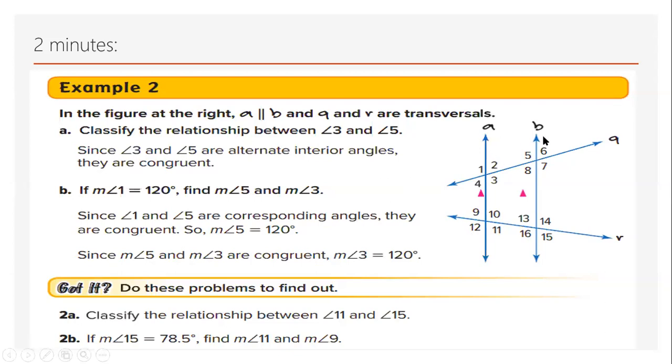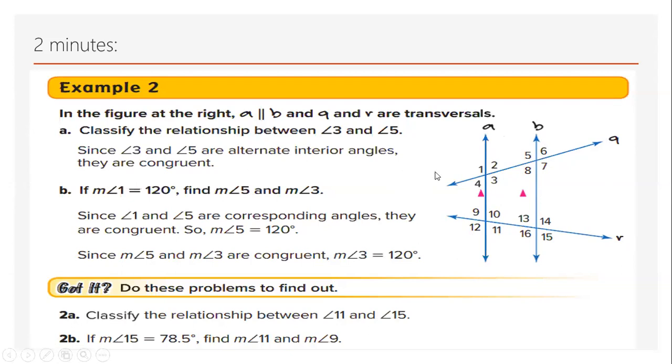Line A and line B are parallel, and the other two lines are transversals. Okay, so let's check the requirements. Classify the relationship between angle 3 and angle 5. Angle 3 and angle 5 are alternate interior angles.